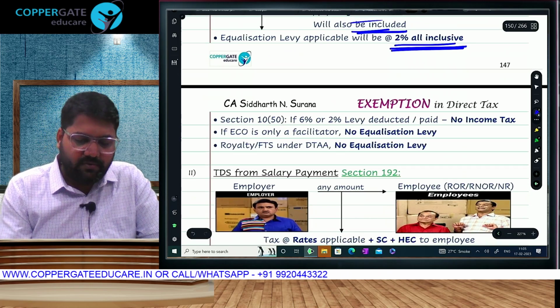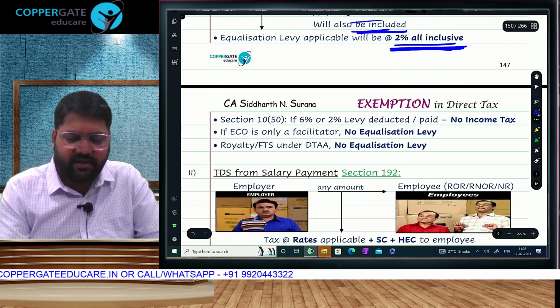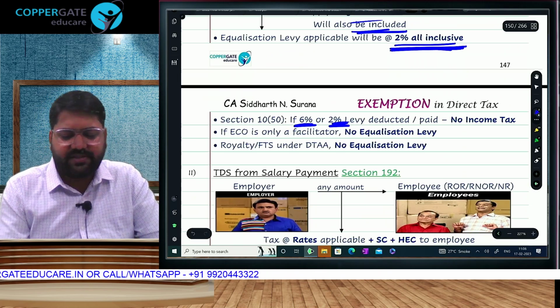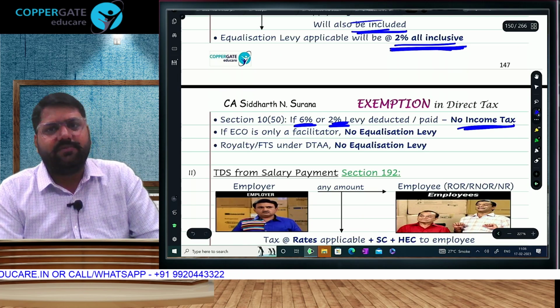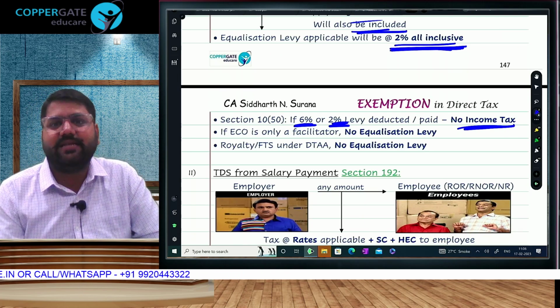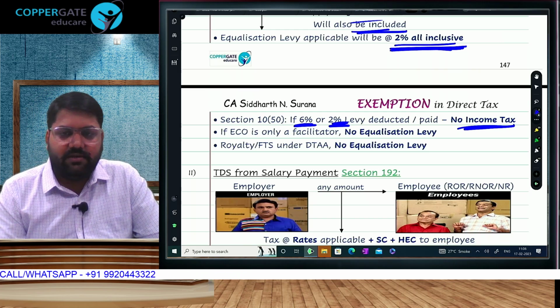Second point that you need to know, one is 2% all inclusive. If 6% or 2% is applicable, then obviously no income tax. Anyways, there will be no income tax. That is why we are applying equalization levy.